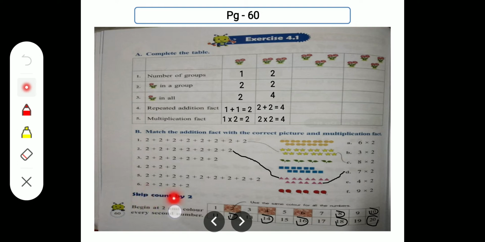Now skip count by 2. Begin at 2 and color every second number. So we are starting from 2. Skip means you have to leave 1 and then count the next one. So 2, then we are not counting 3, then 4, then 6, then 8, then 10, then 12, then 14, then 16, then 18, and then 20.